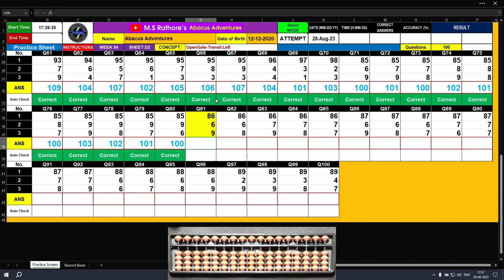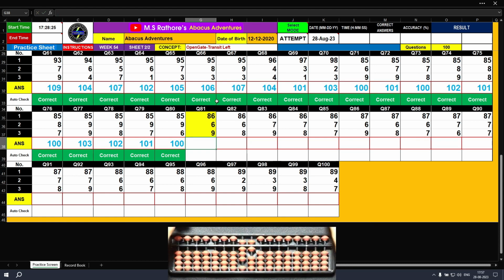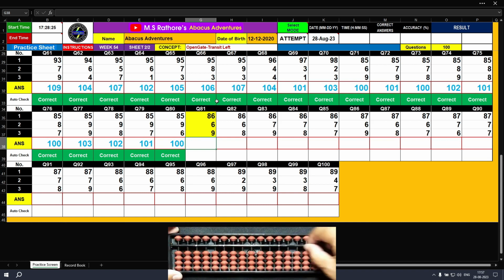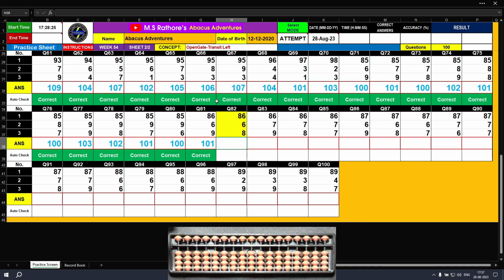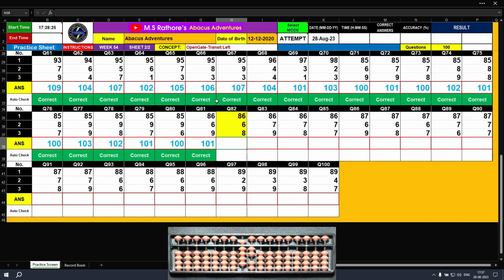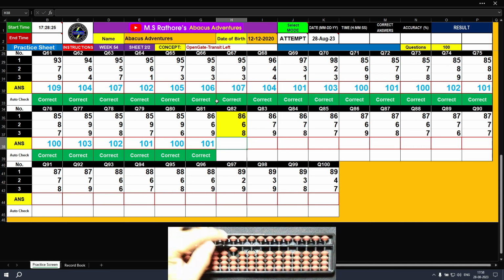Question number 81. Plus 80 plus 6 plus 6 plus 9. The answer is 101. Question number 82. Plus 80 plus 6 plus 6 plus 8. The answer is 100.